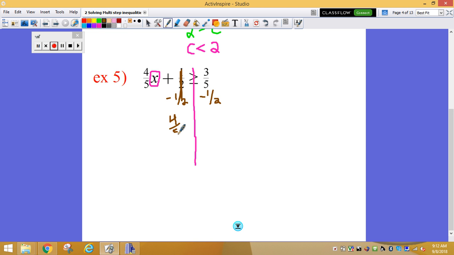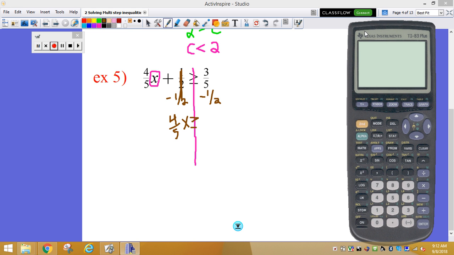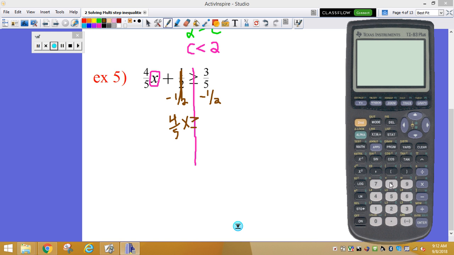So I have 4/5 x. I'm going to bring down my inequality. And let me show you how to do this on the calculator. Whenever I do fractions, I just put them in parentheses. So I'm going to do parentheses, 3/5. The way you type a fraction in, type in 3, divided by gives you your fraction, and a 5, so 3/5.